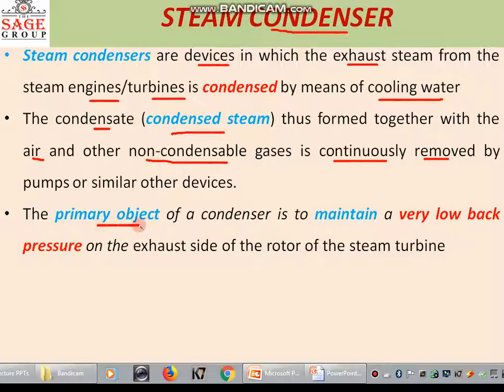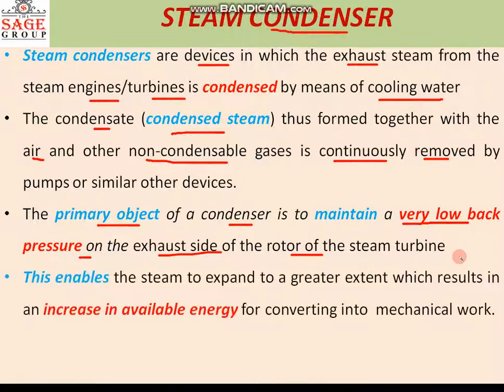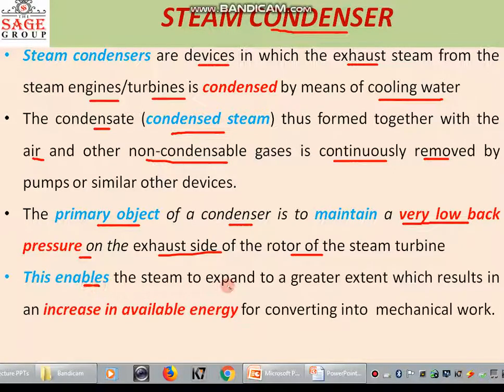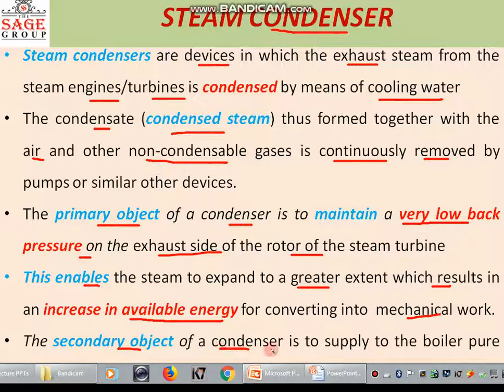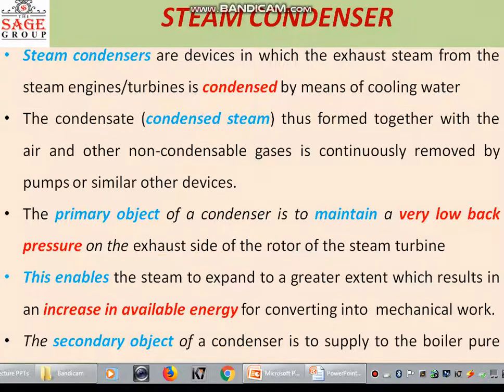The primary object of a condenser is to maintain a very low back pressure on the exhaust side of the rotor of the steam turbine. This enables the steam to expand to a greater extent, which results in increase in available energy for converting into mechanical work. And the secondary object of a condenser is to supply to boiler pure and hot water.